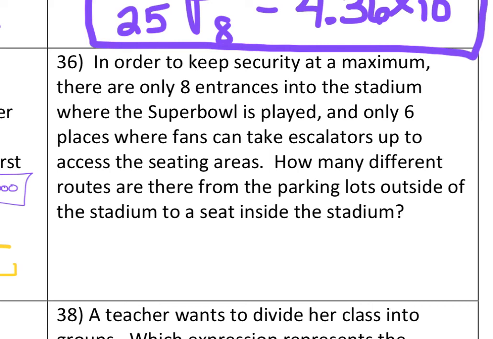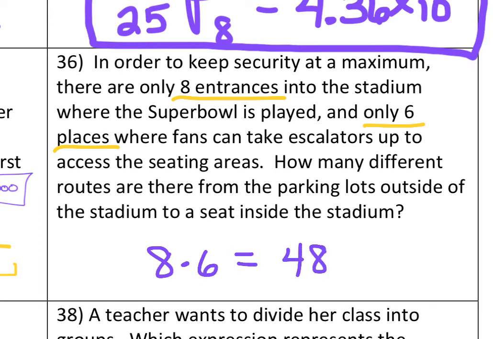This problem is straight multiplication. So there's 8 different places somebody can come into a stadium, and 6 places where you can take the escalators up to the seating areas. You can come in any entrance and go to any escalator. And so there's 8 times 6, which is 48 different routes to get to your seat from your car.